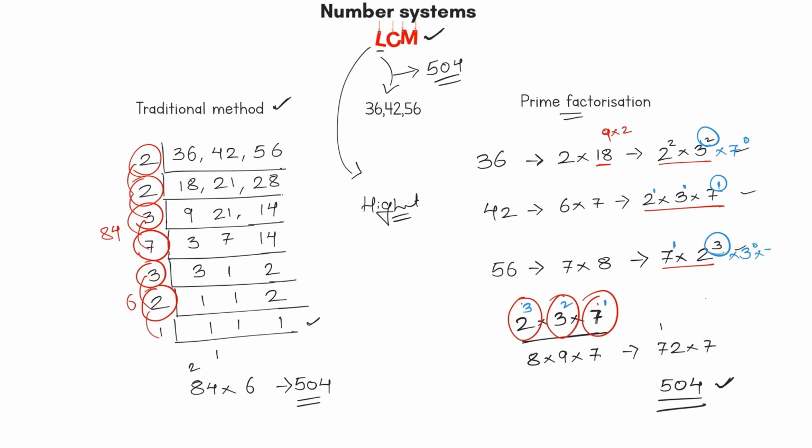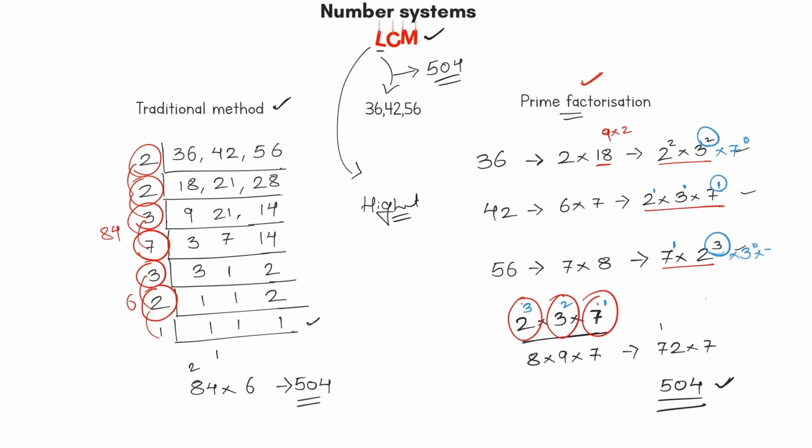Ideally, we'll prefer prime factorization because the next topic that we'll study, HCF, can also be found out by prime factorization. So if a question asks you for both LCM and HCF, then prime factorization turns out to be the simplest method. Now one more thing you have to remember here is, how do I visualize this?